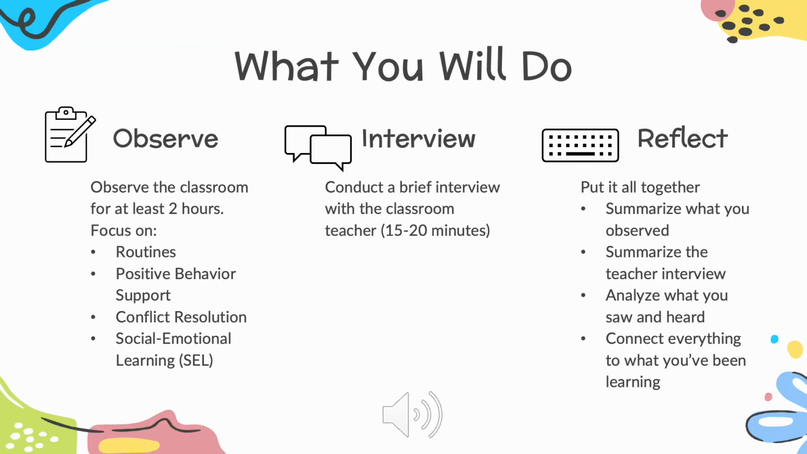This assignment has 3 parts, and I want you to think of them as one connected experience. First, you will spend at least 2 hours observing in an early childhood classroom at your field experience site. You don't have to do it all in one setting. You can split it across more than one visit. Next, you will sit down with the teacher for a short interview, around 15 to 20 minutes. And finally, you will put all of that together in a 4 to 5 page reflection paper.